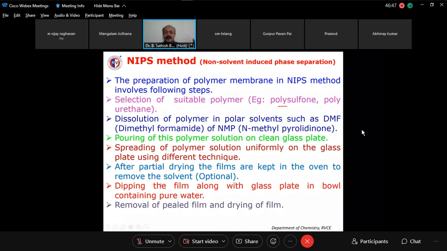And once you dry that one, the whole setup is dipped in the water, right? Dipped in the deionized water or pure water. Then you can peel off the polymeric membrane, and that polymeric membrane forms the holes, small holes. I'll show you how it forms the holes and all in the next slide. So is it understood? Are the steps understood? Very simple steps, sir. Yes, understood. Understood, right? Okay. I'll go to the next slide.